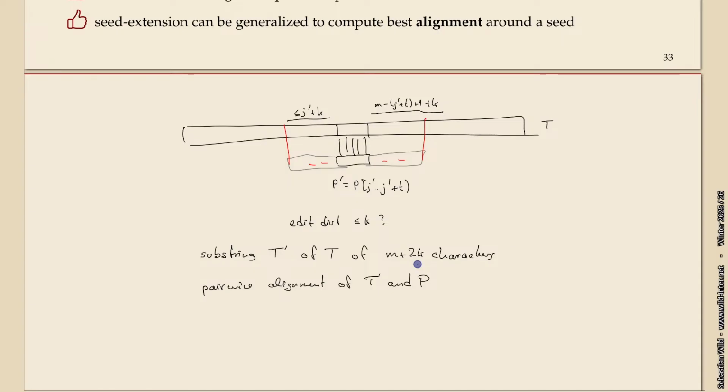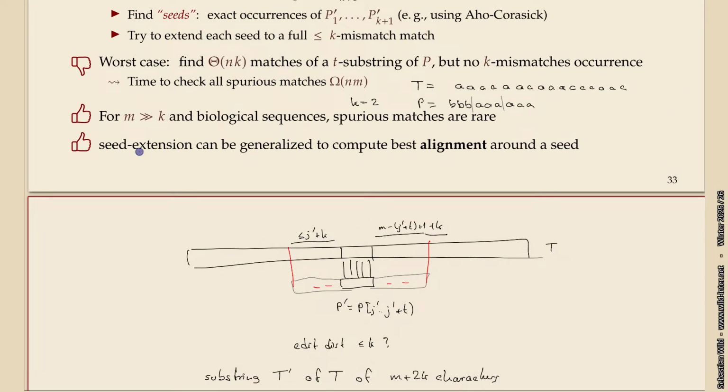It doesn't involve n. So the seed helped me to make this cost much, much more local. And it doesn't even matter all that much whether I'm extending it just with k mismatches or an alignment. It's a factor m, right? If I do it like this, the running time would be m squared plus k. So that's the good thing about this idea of having seeds for matches, that you can extend them now also in a more general sense.